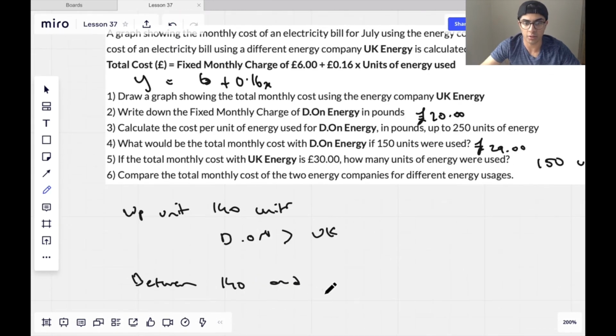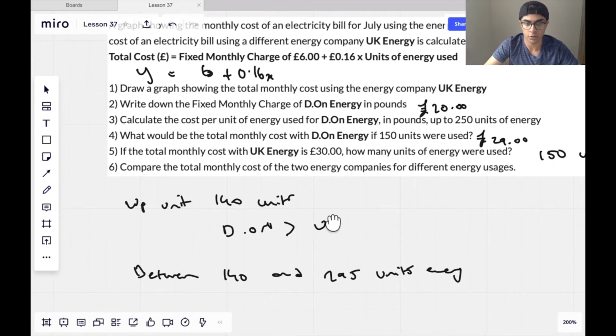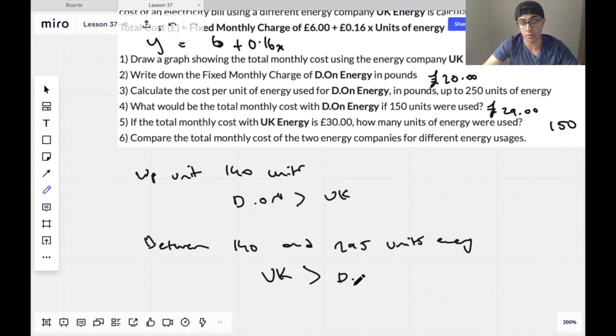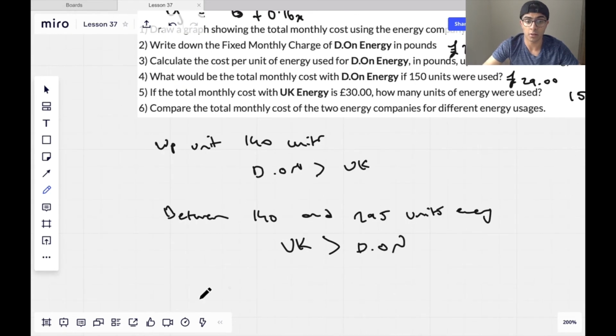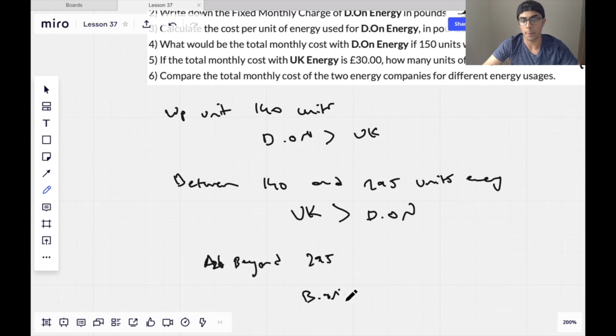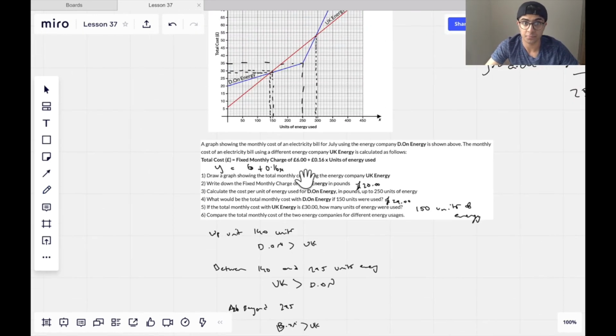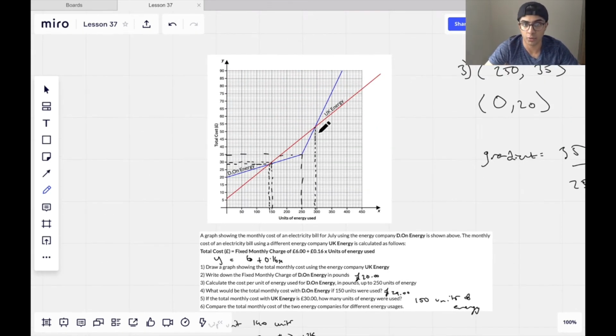So between 140 and 295 units of energy, UK energy is more expensive than Dion. And then beyond 295, again we have Dion being more expensive than UK. We can see that because UK energy just continues on, and Dion energy is above UK energy.